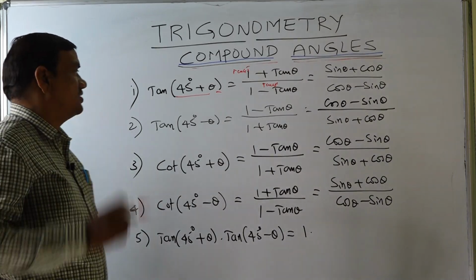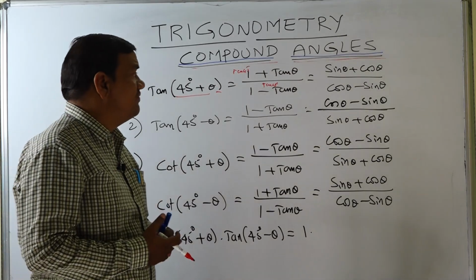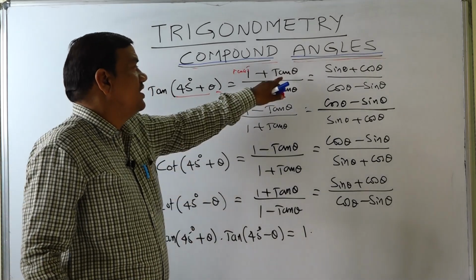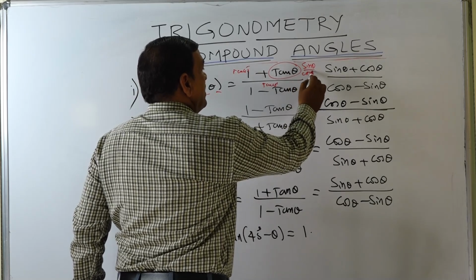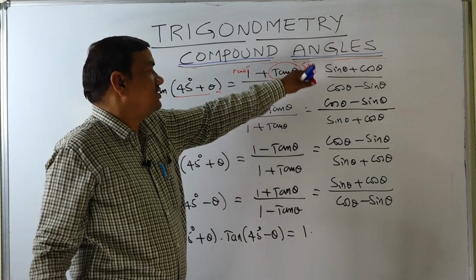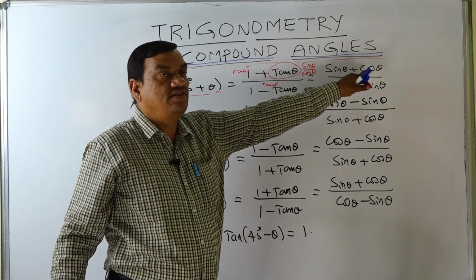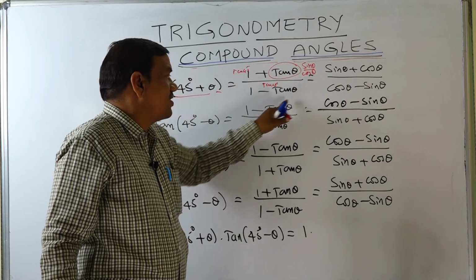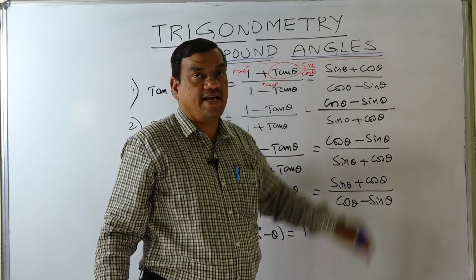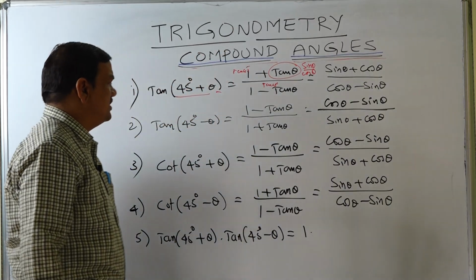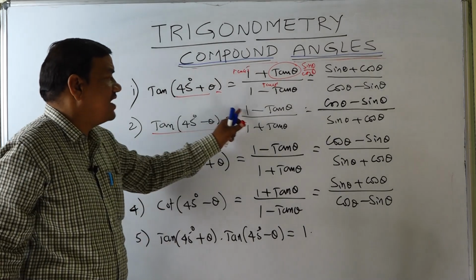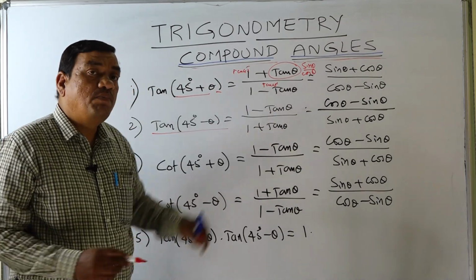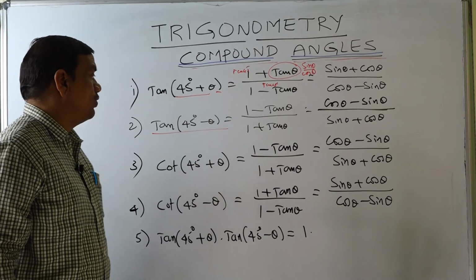Now if you want the same formula in terms of sin and cos, in place of tan theta you write sin theta by cos theta. Taking the LCM, you get cos theta plus sin theta upon cos theta minus sin theta. So very, very easy formula. This is also tan of (45 degrees minus theta), that is tan a minus tan b by 1 plus tan a into tan b.